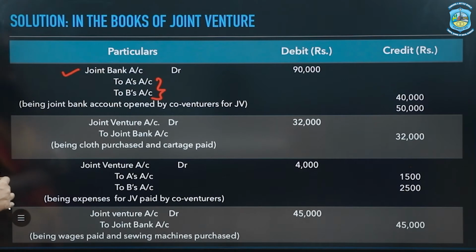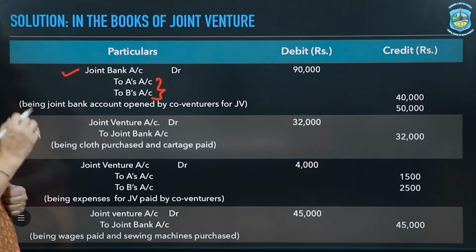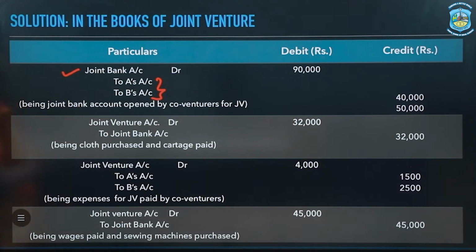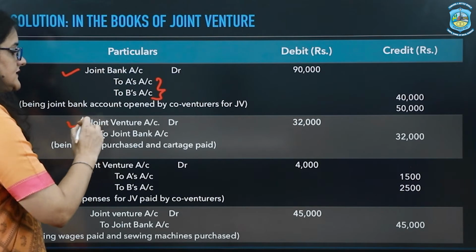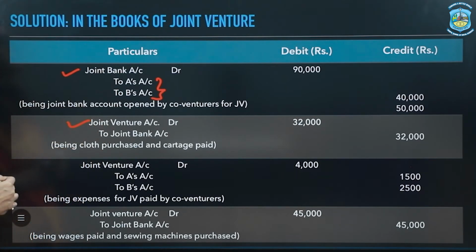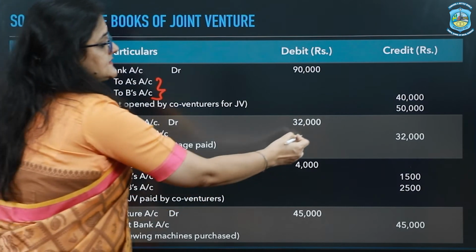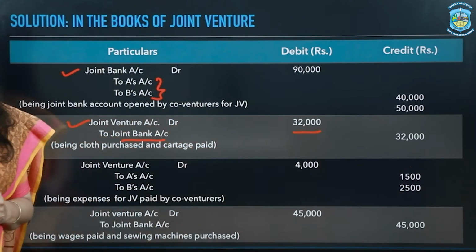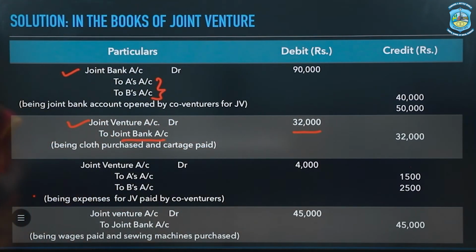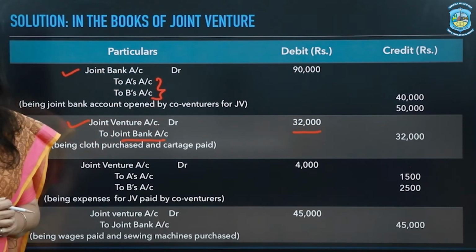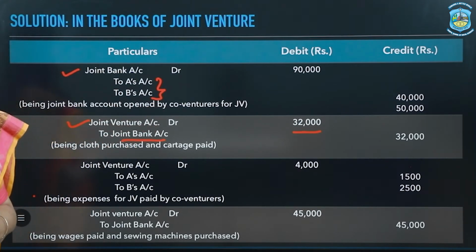And then the second entry, that they have purchased material and paid the cartage. So this is an expense on joint venture. So the joint venture account is debited for this expenditure and the money is paid. This is not purchased on credit. So the money is paid from the joint bank account. So total 32 means 30,000 for the cloth material and 2,000 cartage. So that makes a total of 32,000 expenditure on joint venture.